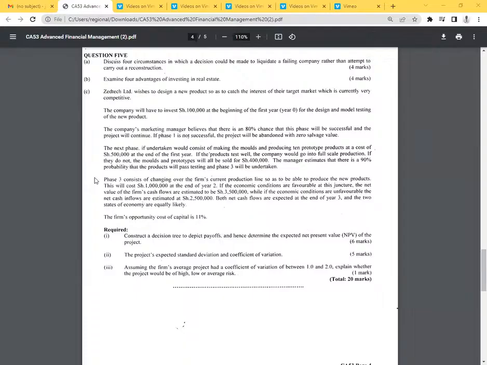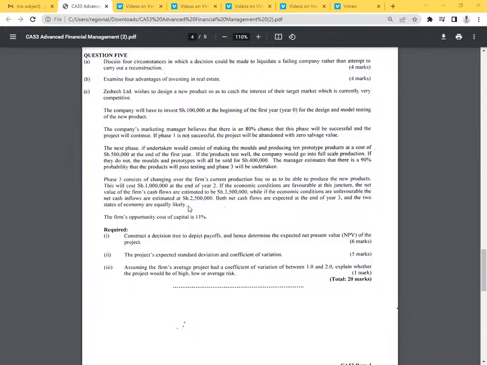We are told question 5C, May 2021. Limited wishes to design a new product so as to catch the interest of their target market, which is currently very competitive. The company will have to invest 100,000 at the beginning of the first year, which is year 0, for the design and model testing of the new product. The company's marketing manager believes that there is an 80% chance that this phase will be successful and the project will continue. If phase 1 is not successful, the project will be abandoned with a 0 salvage value.